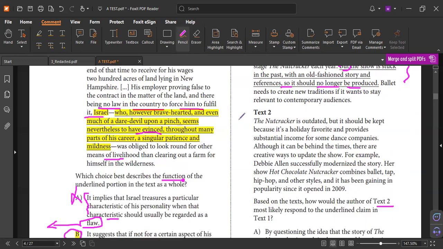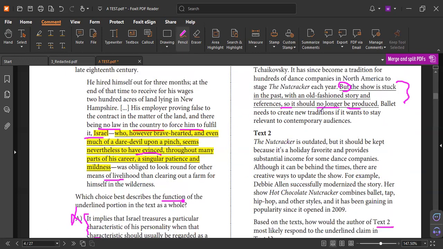And then when I am reading here, I'm looking for any information related to that only. So the Nutcracker is outdated. Look, it's supported. Old-fashioned story means outdated. But it should be kept, should be continuing, because it's a holiday favorite and provides substantial income for some dancing companies. So the writer says, okay, it is outdated, but it's still continuing. You feel it? That means my answer could be here, or the response could be there.